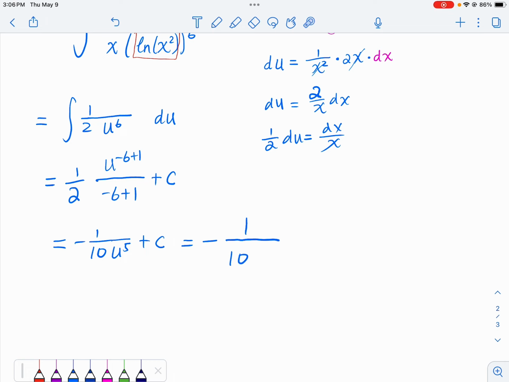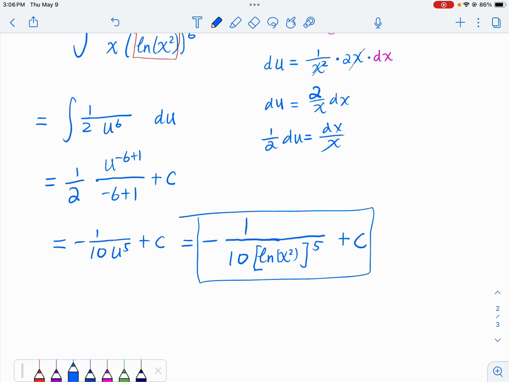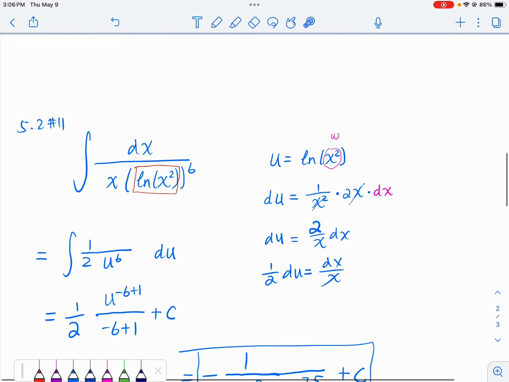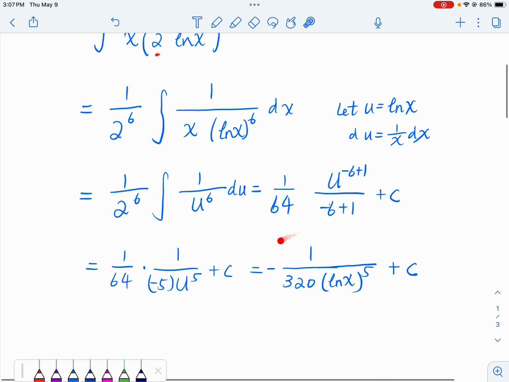And now we need to substitute the u back. If you remember, u is the natural log of x squared. So we have the natural log of x squared raised to the power 5. Okay, so that would be my answer. So this is looking at it from a different perspective. In my view, this is not as simplified as the result that I showed you in the previous video, but either one is acceptable.